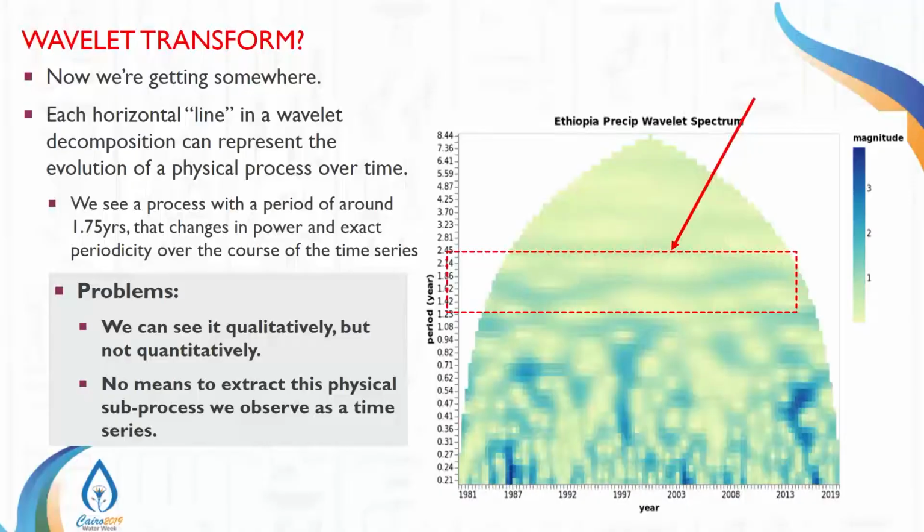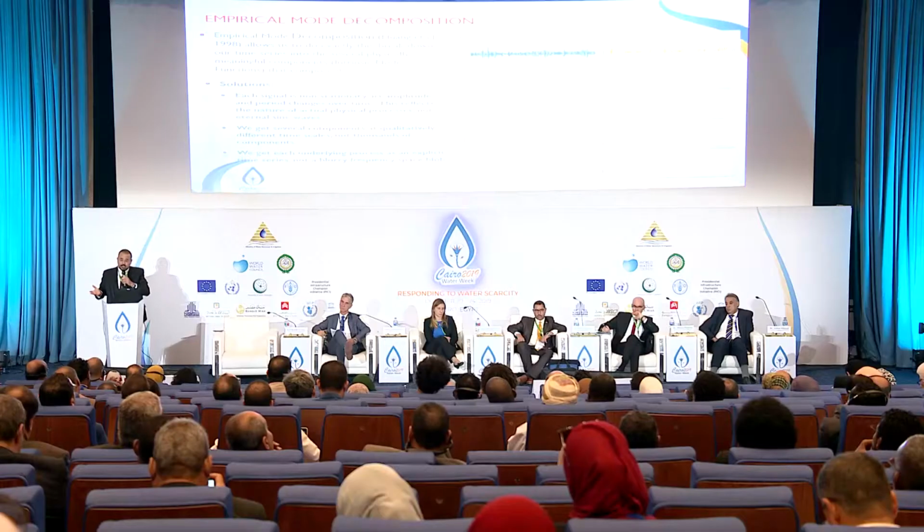But again, we can do that only qualitatively. We need some expert eyes, and there is no means to extract this physical sub-process. If there is embedded in this signal something which happens every 2 years, or 3 years, or 4 years, or 10 years, how are you going to be able to identify such a physical process? And the answer is we do empirical mode decomposition.